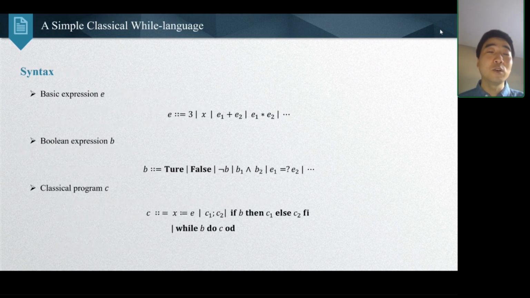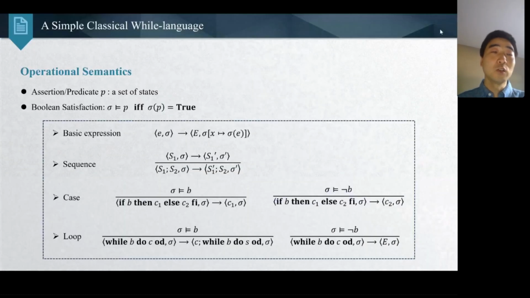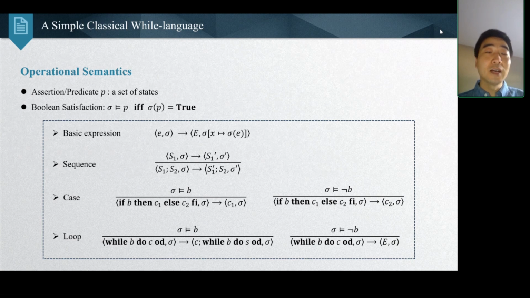A simple classical language is based on basic expressions, Boolean expressions, and classical programs. Classical programs consist of assignment, sequence, branching, and the while loop. The operational semantics is as follows. We have assertions as predicates, which are sets of states, and we have Boolean satisfaction, which we write as sigma satisfies P, σ ⊨ P.